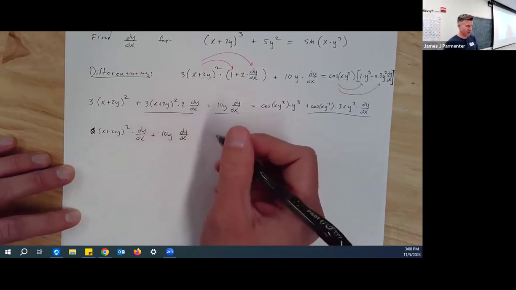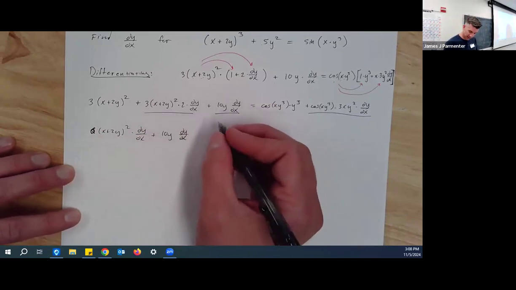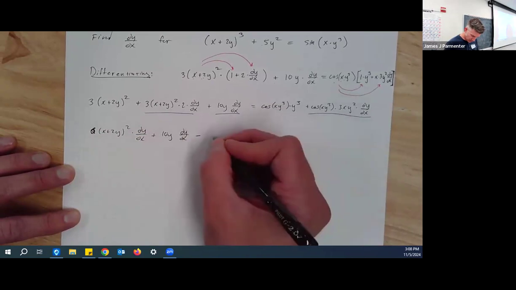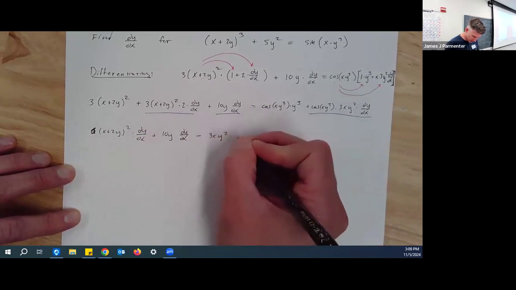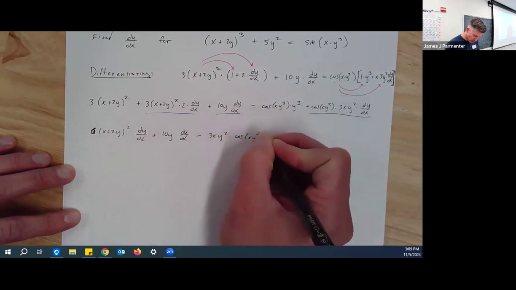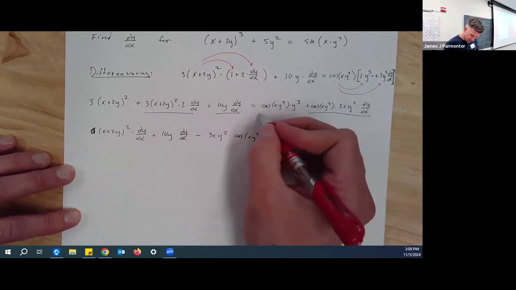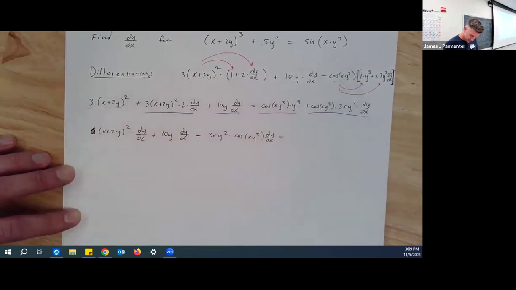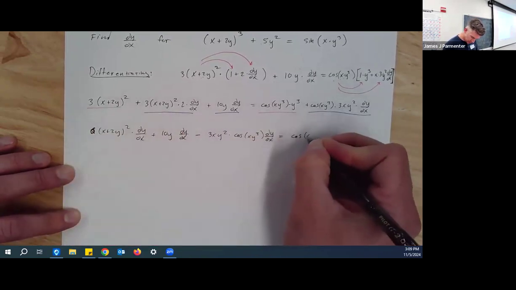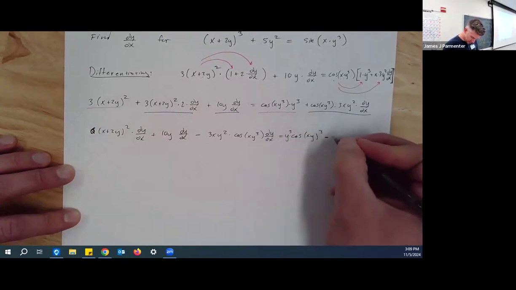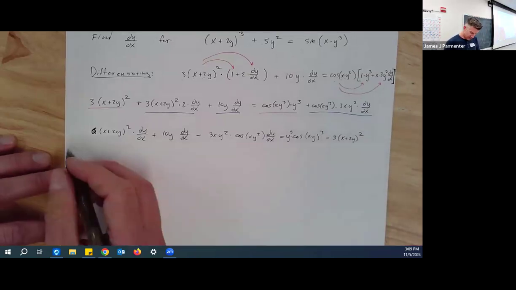I would generally choose to write y prime instead of dy/dx. It just feels like less writing. Minus this, which I like to put the 3xy squared before the trig function. So 3xy squared times cosine of xy cubed times dy/dx equal to the other stuff. So this minus that. So cosine of xy cubed times y cubed in front minus 3 times (x plus 2y squared). And then we factor out the dy/dx.